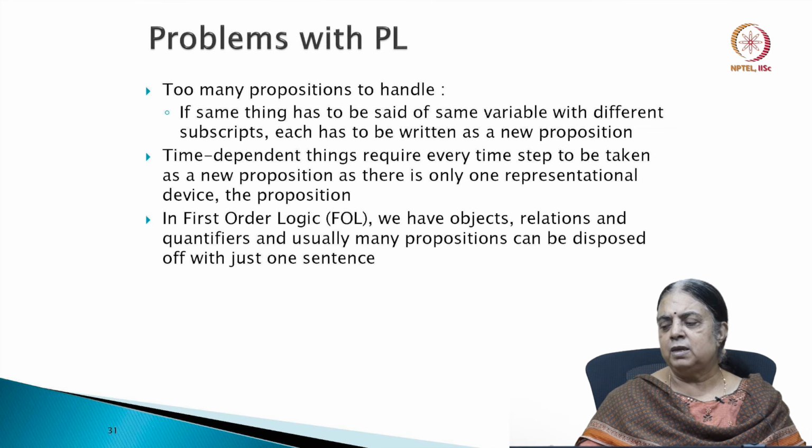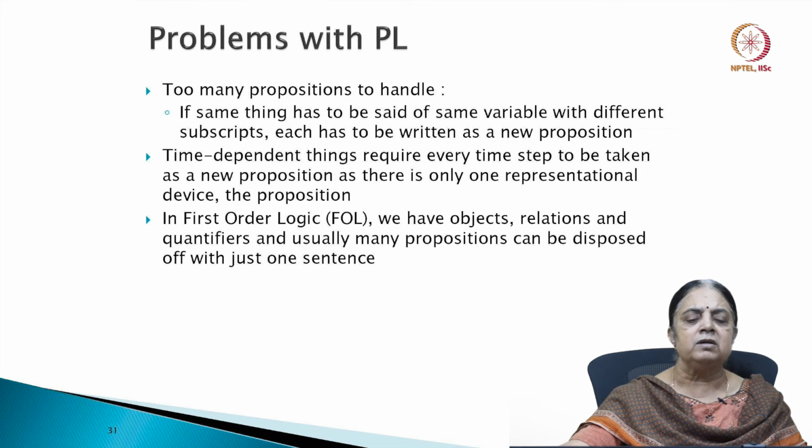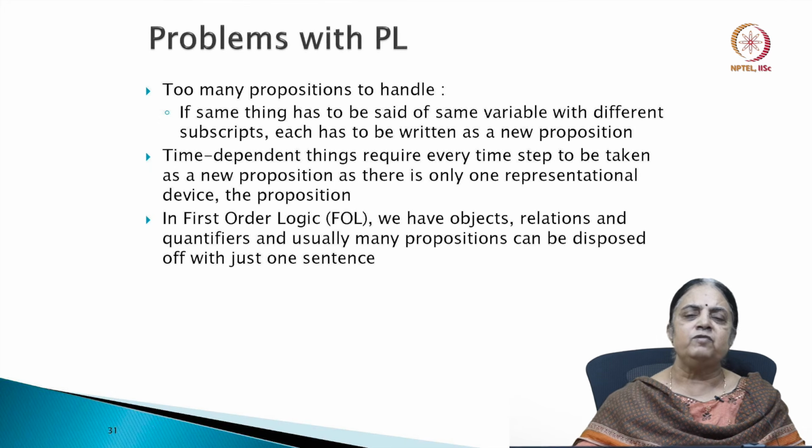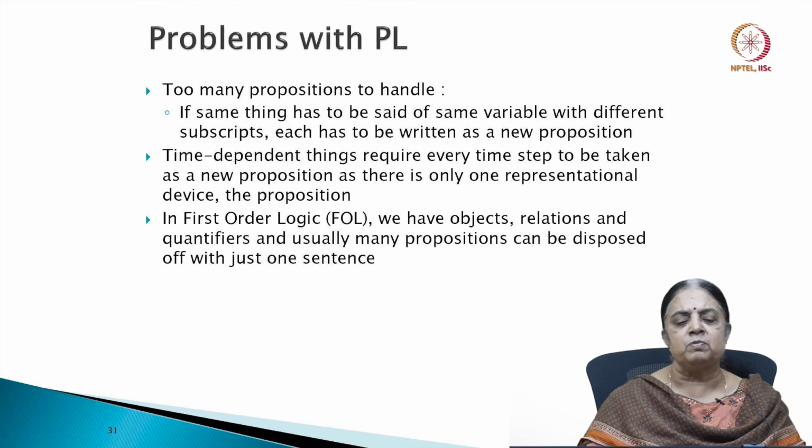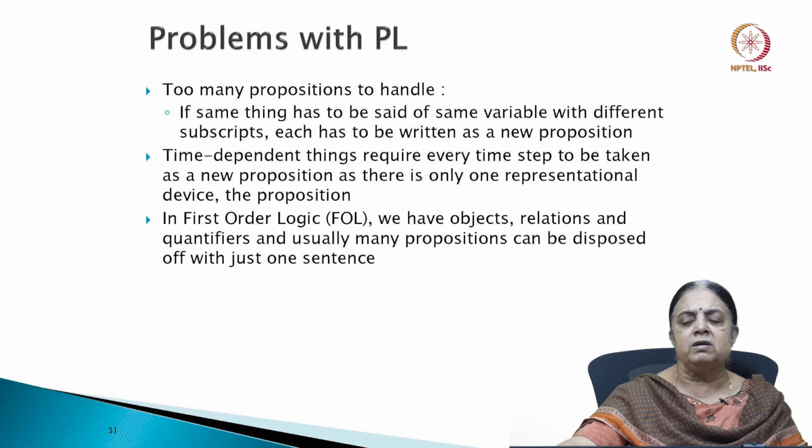So what we generally use is what is called the predicate logic or the first order logic. We can see here that there may be too many propositions to handle. If you take a real world situation and suppose you have the same variable with different subscripts, for each of them you have to keep writing new propositions. So the number of propositions becomes really large. Second, time dependent things require every time step to be taken as a new proposition. Again you have the same problem: too many propositions.